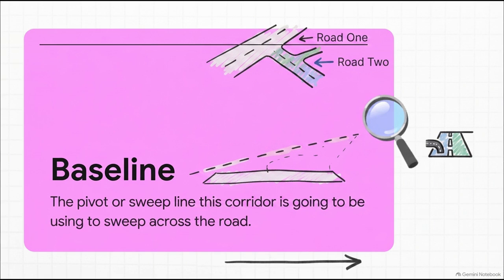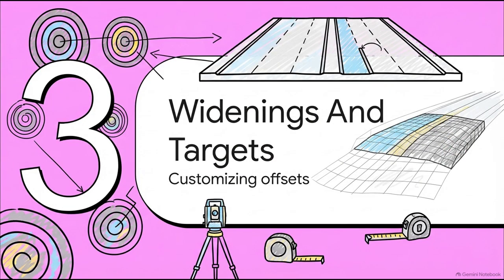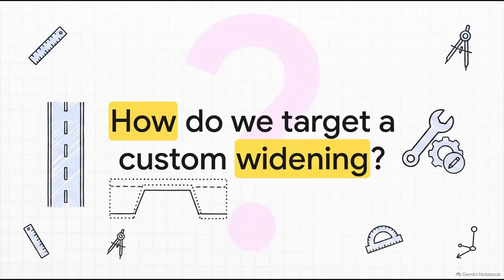But once we define that baseline with Road 2's specific design profile, it turns into a fully active region. Suddenly, our isolated road has a neighbor. Section 3. Accommodating widenings and targets. So here's the tricky part. What happens when our road isn't just a perfectly straight line with a uniform width?